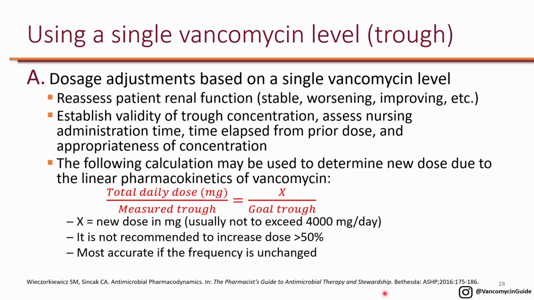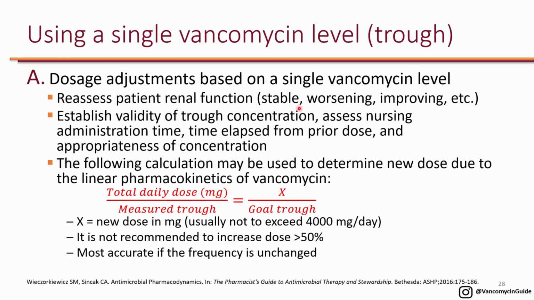Anytime you have a level back and you're about to assess the dose, first and foremost, you need to reassess the patient's renal function to make sure the renal function is stable. Because depending on what's going to happen with the renal function, that could affect how you're going to adjust the dose and frequency. Then you need to assess the level.